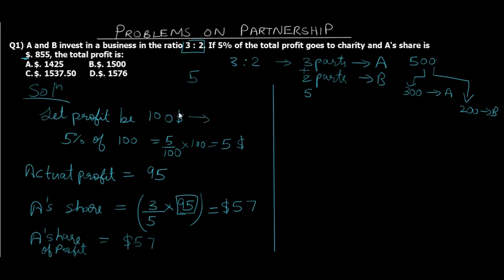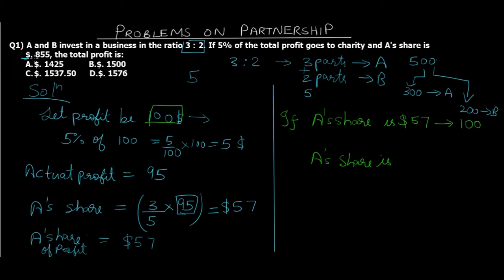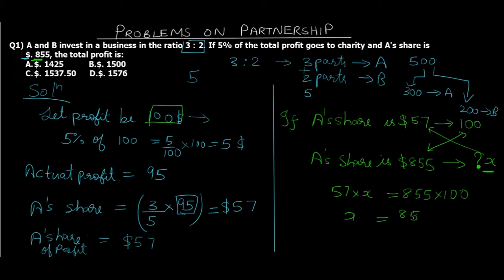Okay, so now what we are going to do is we'll say if A's share is $57, the total profit is 100 rupees. So when we are assuming the total profit as 100 rupees, at that time A's share is going to be 57. So when A's share is going to be $855, which is actually what he is getting, what is going to be the total profit? So this we can assume as X, and now we can simply cross multiply these values. So 57 into X is equal to 855 into 100. So X is equal to 855 into 100 the whole upon 57. So when you actually solve this, the final answer of X is going to be 1500. So option B is going to be our final answer.